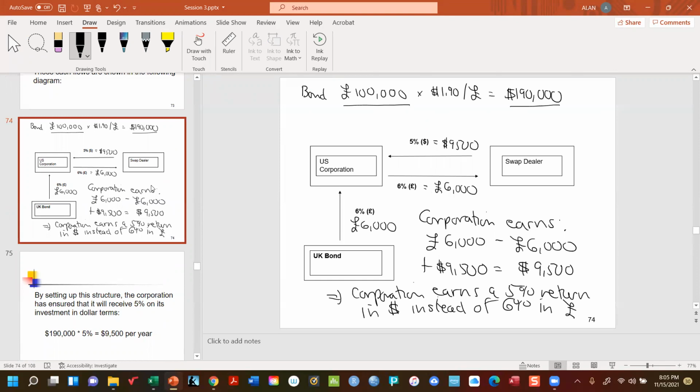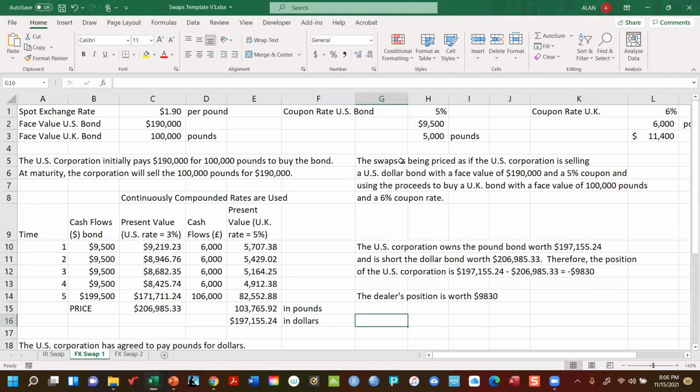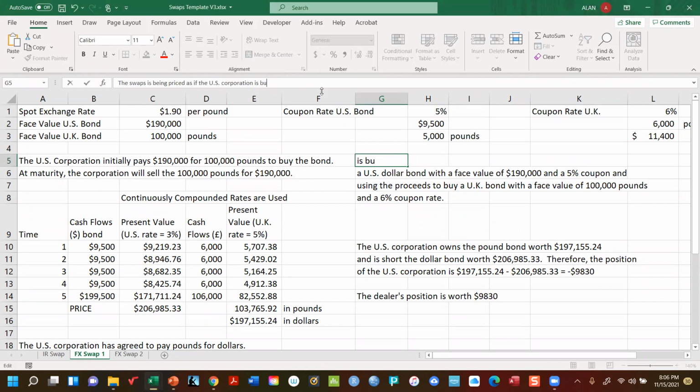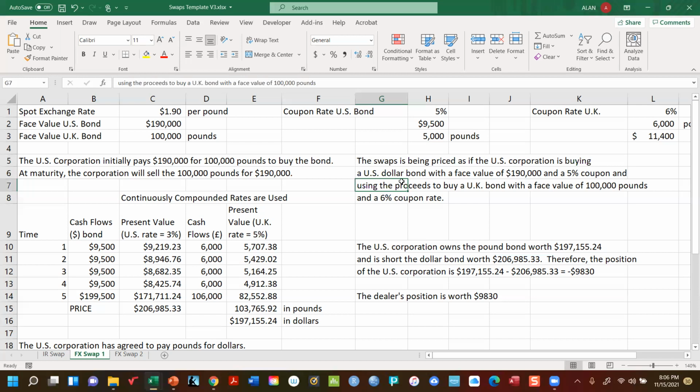The corporation is receiving, oh, I see, the swap, okay, I get it, I wrote it backwards. The swap itself involves receiving dollars and paying pounds. So I've got this part backwards. The US is buying a dollar bond and paying for it by selling a pound bond. All right, so I did have that backwards.